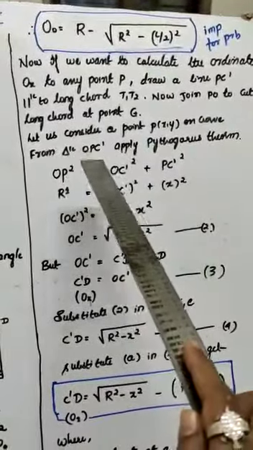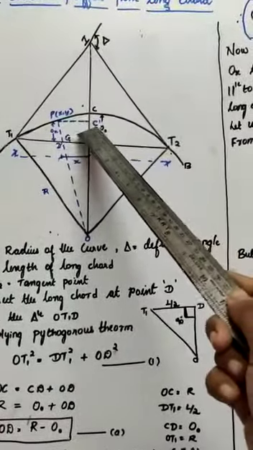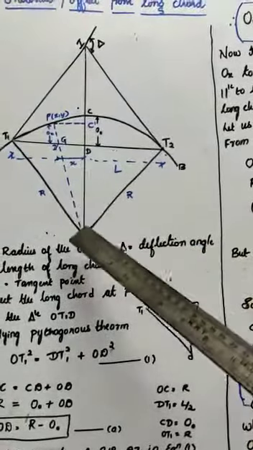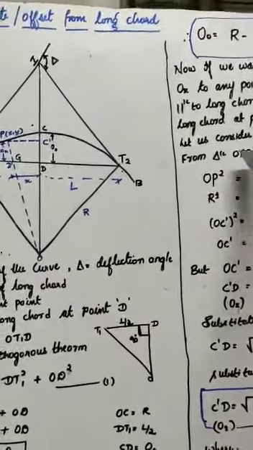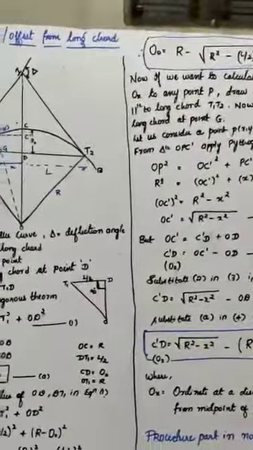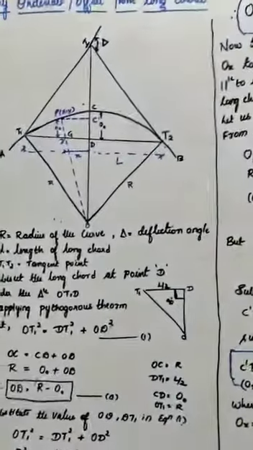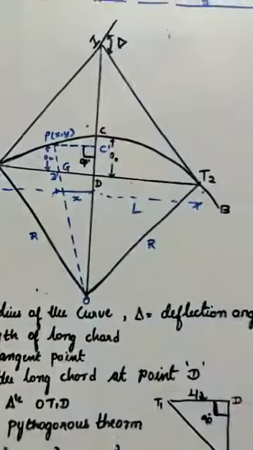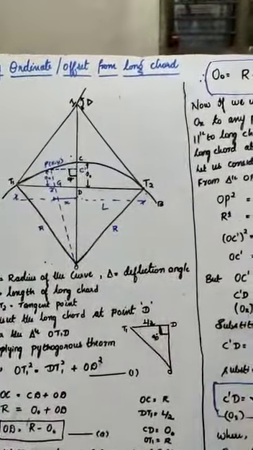So from the triangle OPC dash, apply Pythagoras theorem. Now you are going to consider the triangle OPC dash. So here you take the triangle, that is OPC dash. From here if you apply the Pythagoras theorem, here comes the right angle, that is 90 degrees. So if this is a right angle, then this is the hypotenuse, opposite side and all.